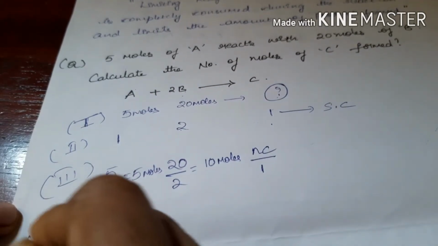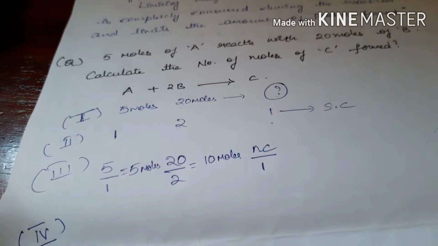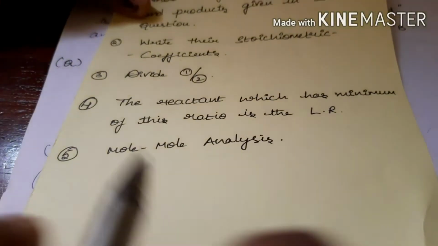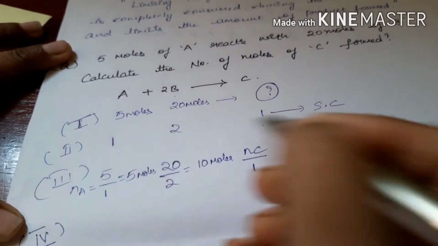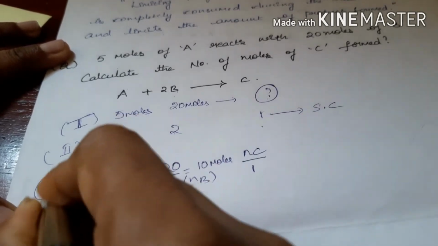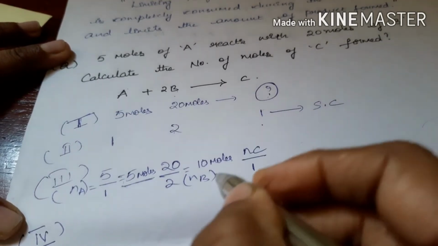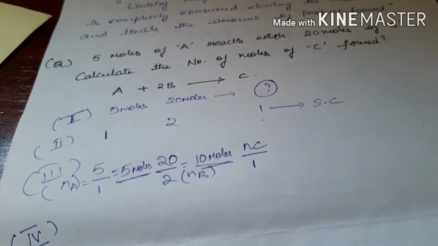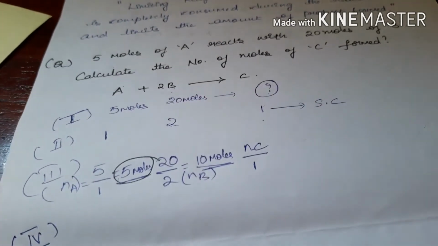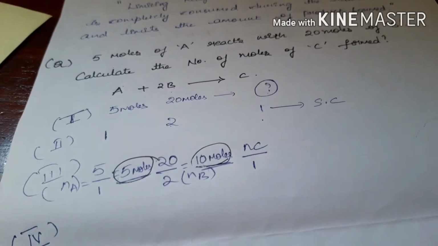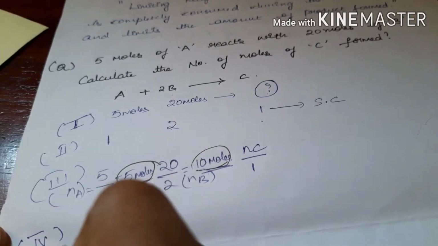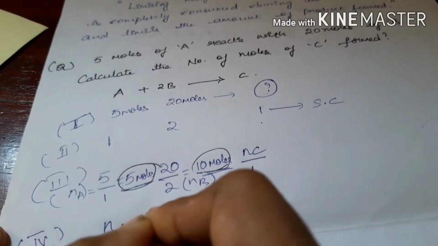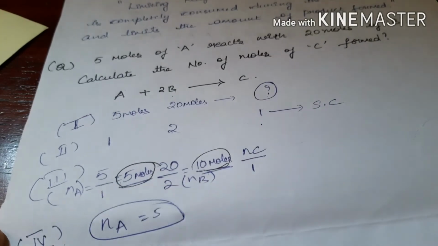Next, the fourth step: the reactant which has the minimum of this ratio is the limiting reagent. By observing this, 5 moles of A, that means this is Na, and this is Nb. Reactant A has 5 and reactant B has 10. By observing this, the minimum is 5. That means here the limiting reagent is Na.